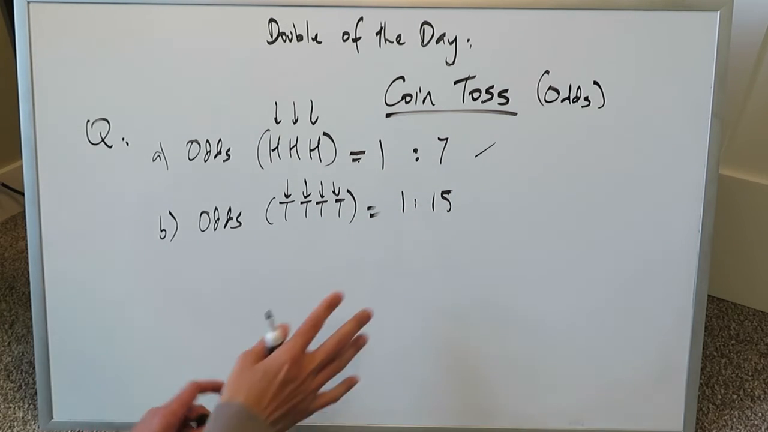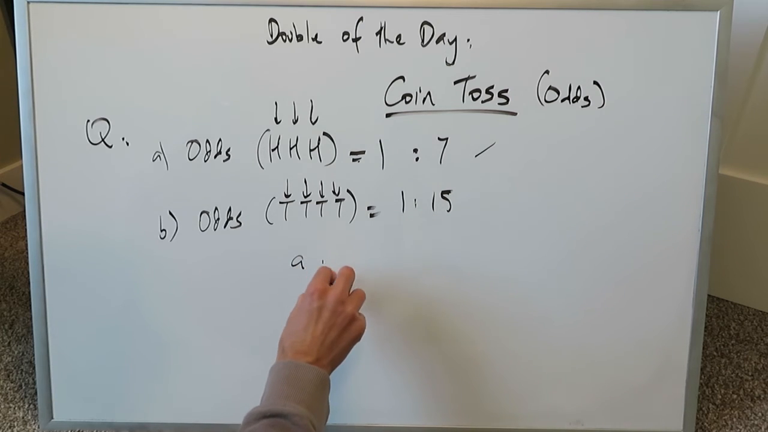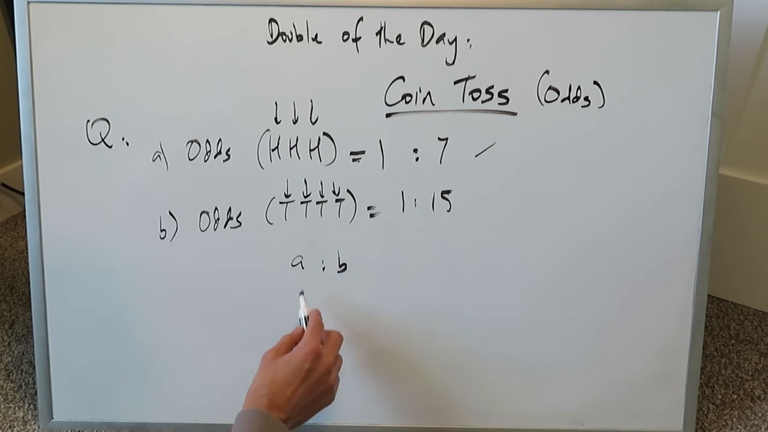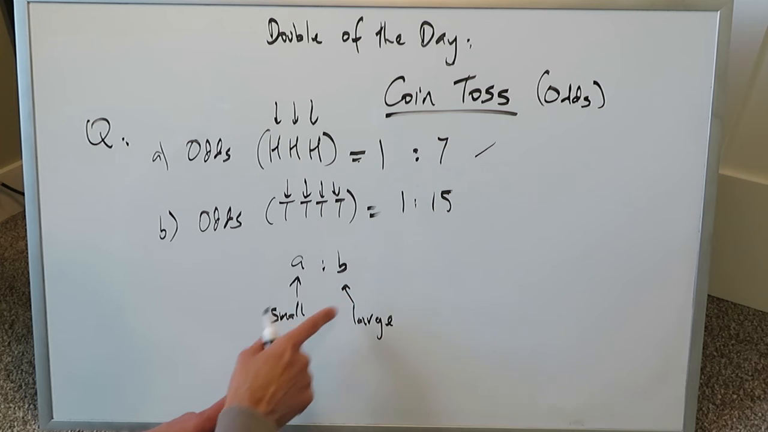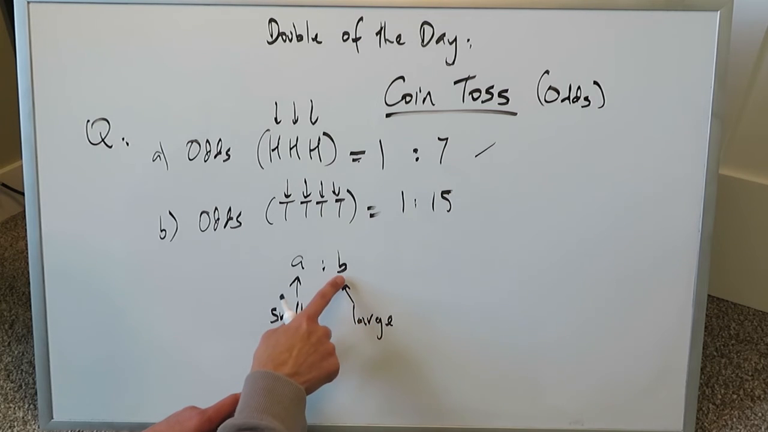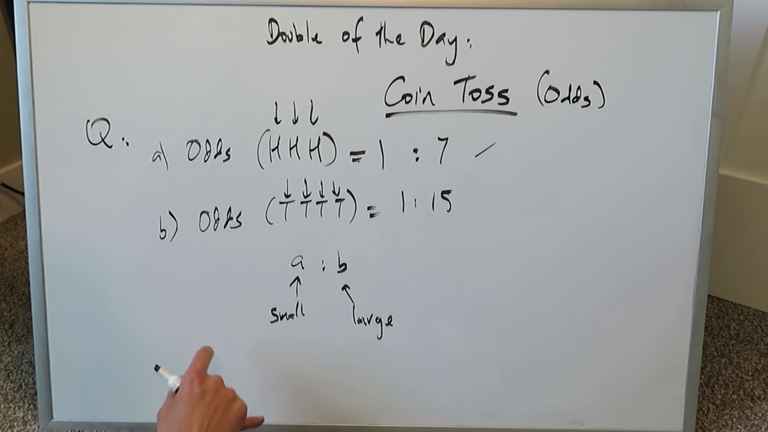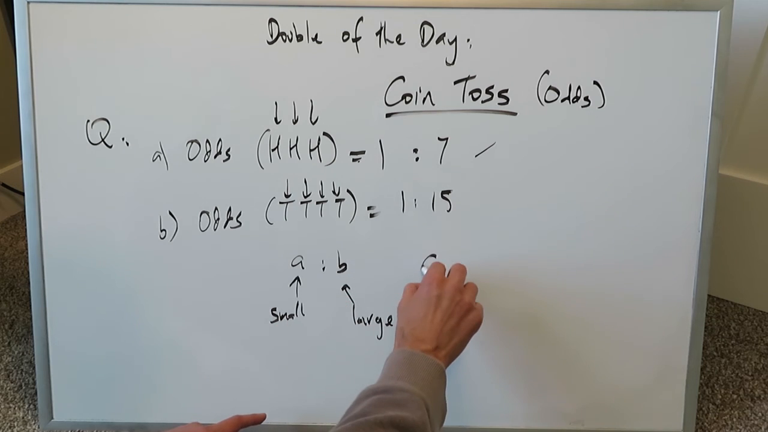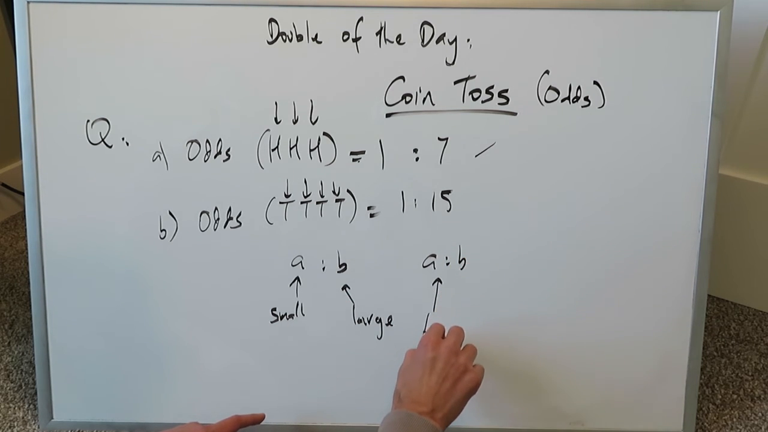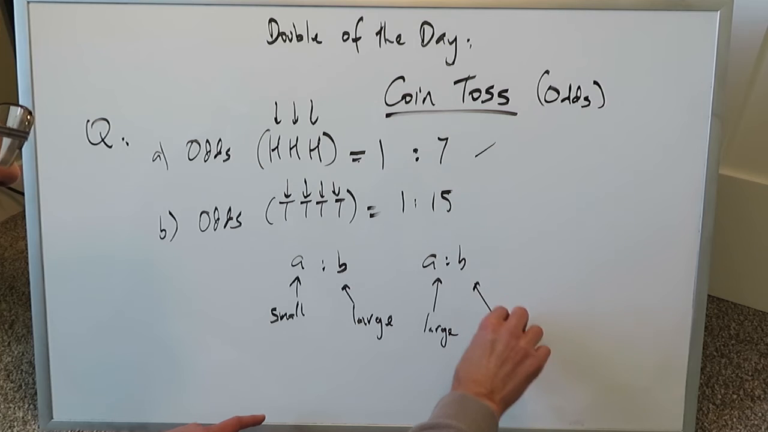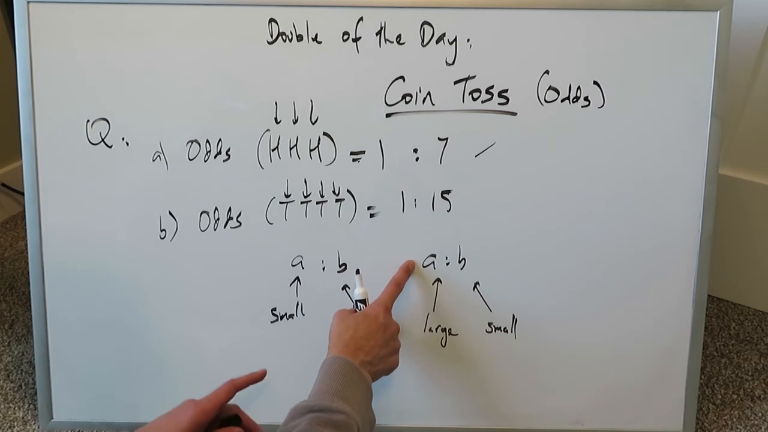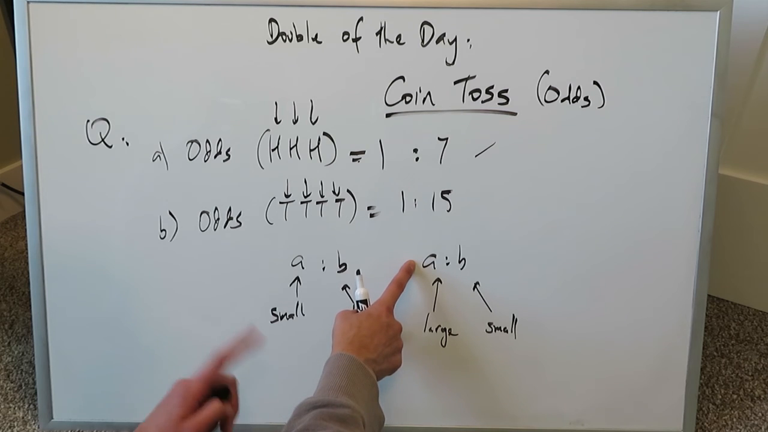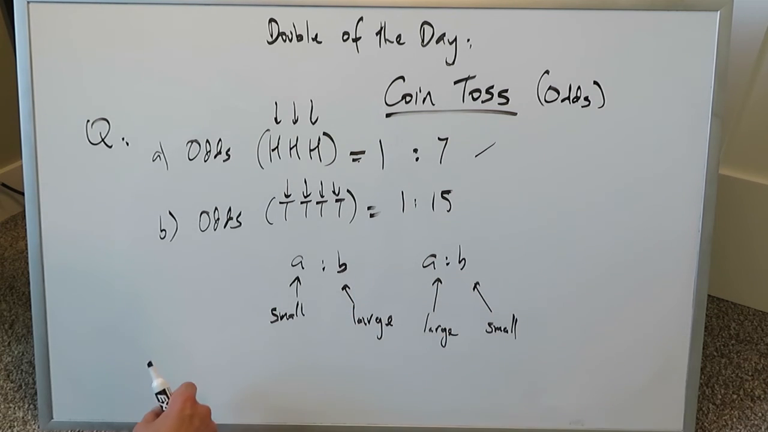So how do you really interpret odds? If you have A to B as your answer, and this number is small and this number is large, then it means that the odds in favor of that event occurring are low, because the chance of failure is much higher than the chance of success. But if you have A to B and this number happens to be large and this happens to be a small number, then the odds of that event occurring are high, because the favorable outcomes are higher than the non-favorable outcomes.